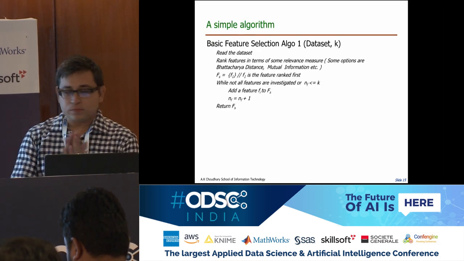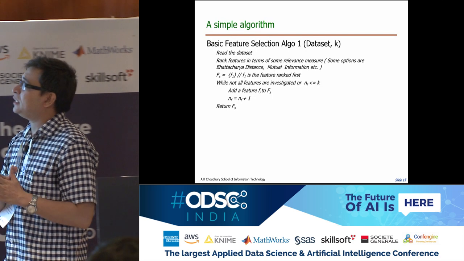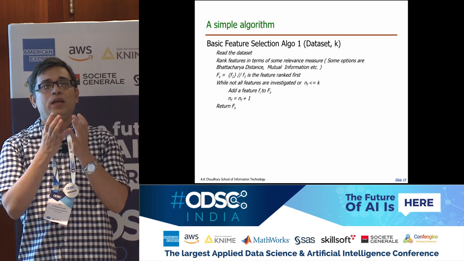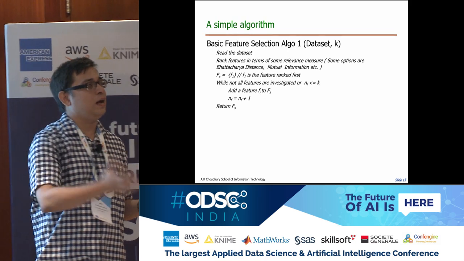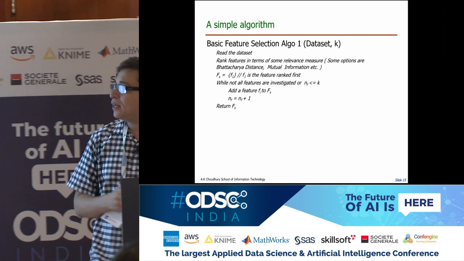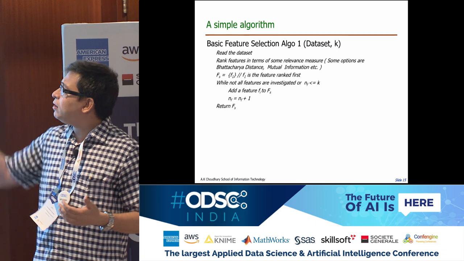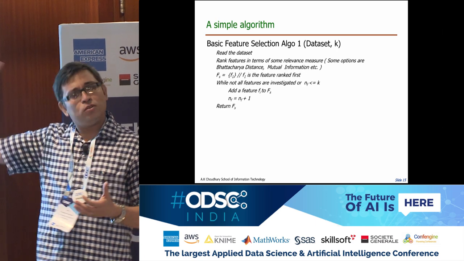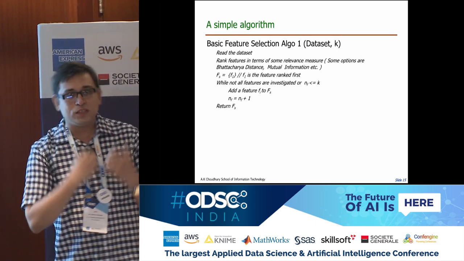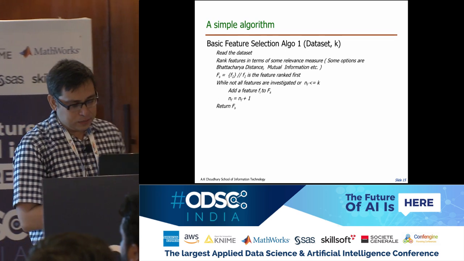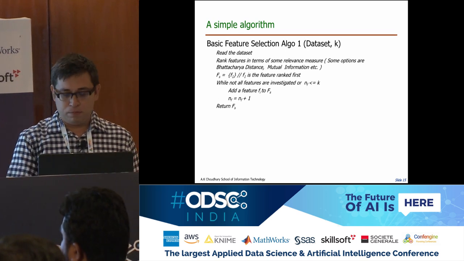A basic feature selection algorithm takes maybe two inputs: one is the data set and another is the number of features I want to select. I will rank the features by feature relevance and take the top k features, right? So that will be my most basic feature selection algorithm. And there are several options available.